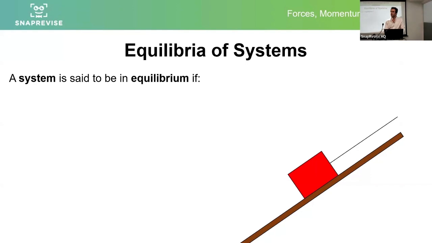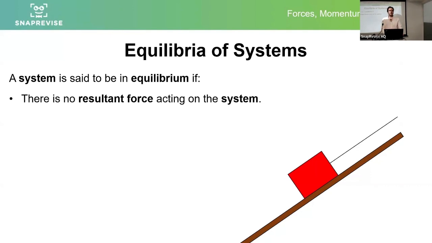Pressing swiftly on, how are we doing for time? Right, the equilibrium of systems. So we talked about equilibrium in a rotational context, but let's talk about the linear context. Still important. What does it mean to be in equilibrium?